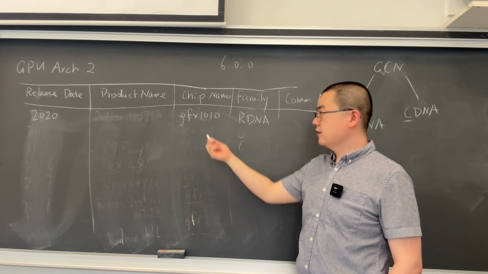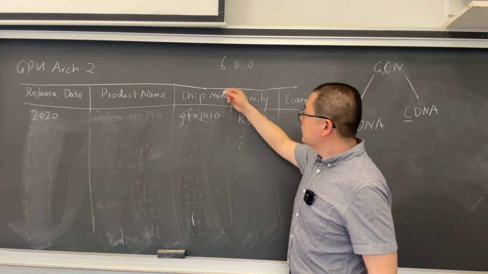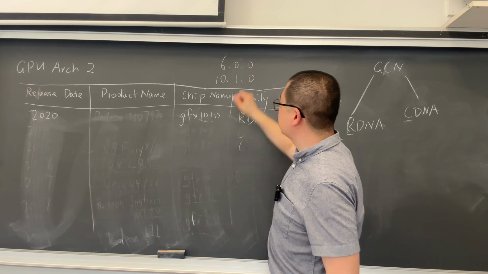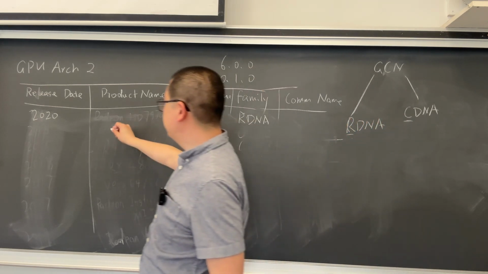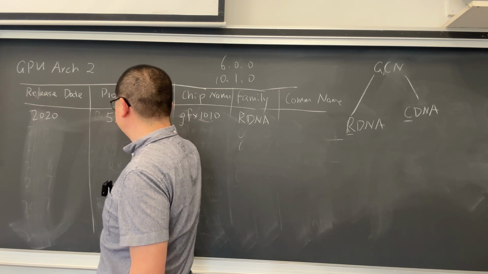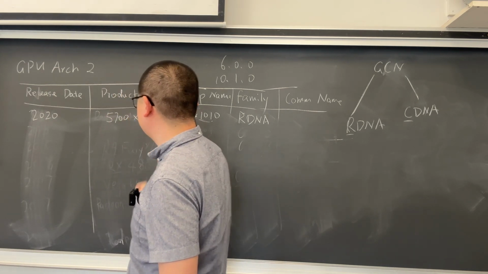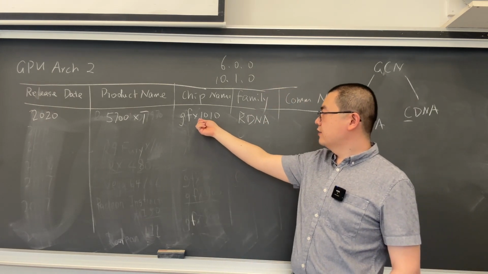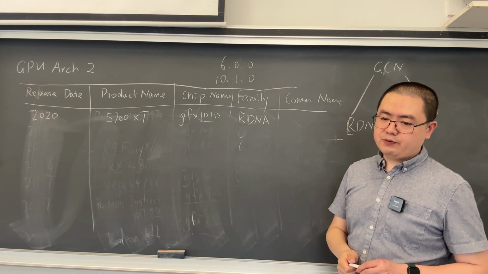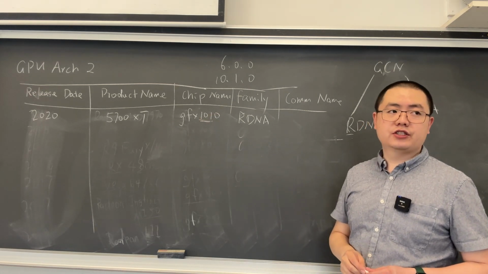This product is the 10th generation with the minor version 10.1.0. That's their version number. Okay, and this is the generation called 5700 XT or XTX. By that time, this is the product. Then the 10 series GPU is only a mid-range or lower-end GPU.